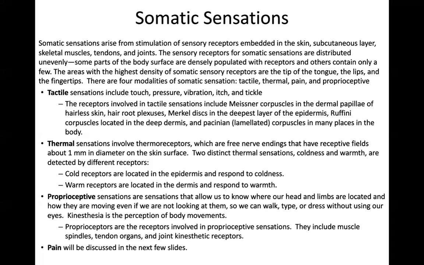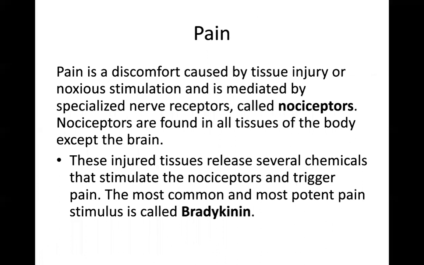Proprioceptive sensations are sensations that allow us to know where our head and limbs are located and how they're moving, even if we're not looking at them, so we can walk, type, or dress without using our eyes. Although using our eyes is very helpful. Kinesthesia is a fancy word to describe perception of our body movements. Proprioceptive sensations involve proprioceptors. They include the muscle spindles that we talked about last time, tendon organs, which we also talked about last time, and joint kinesthetic receptors, which we have not talked about. We'll talk a little more about proprioception after we talk about pain.